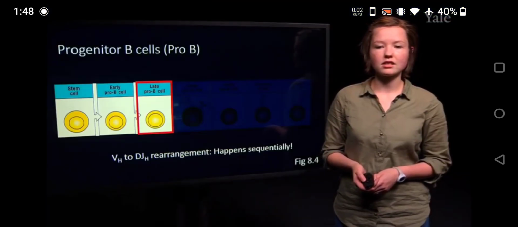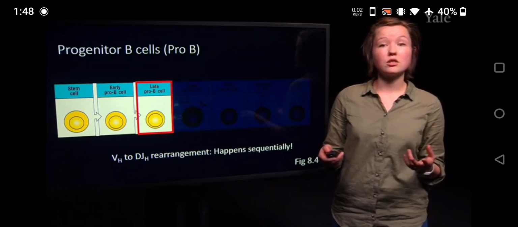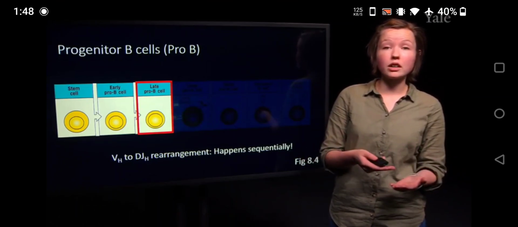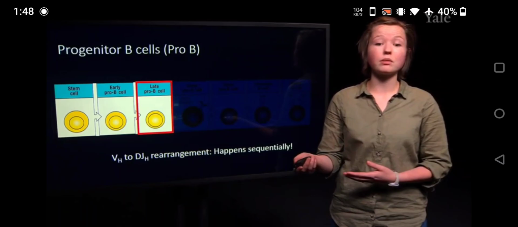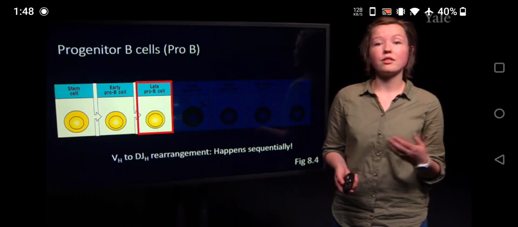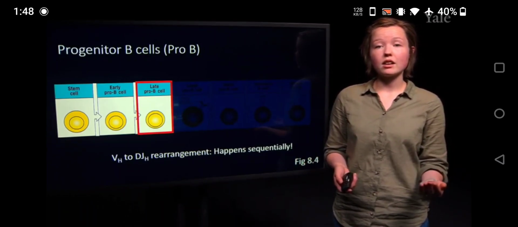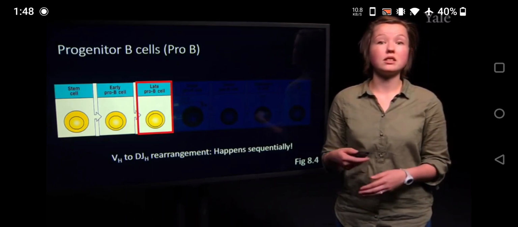So moving to the next stage, from the early progenitor B cell to the late progenitor B cell, we have the V segment of the heavy chain joined to the DJ segment of the heavy chain.